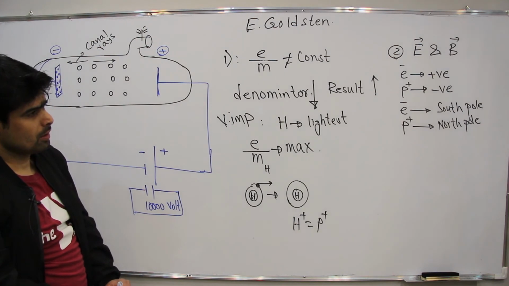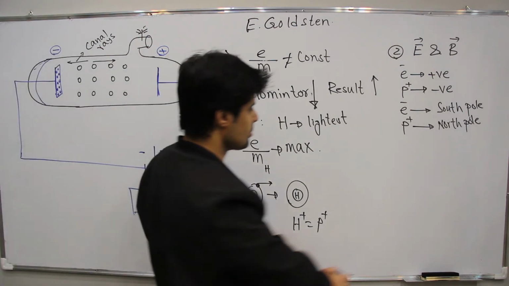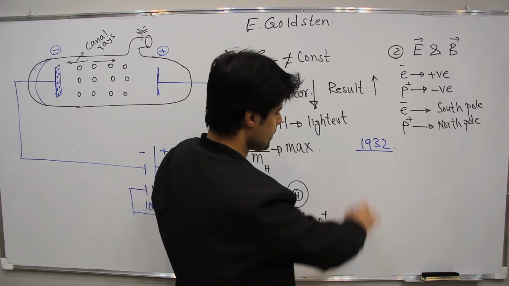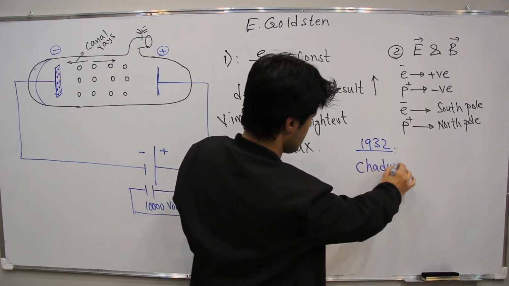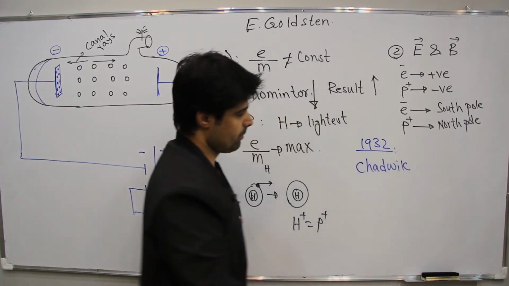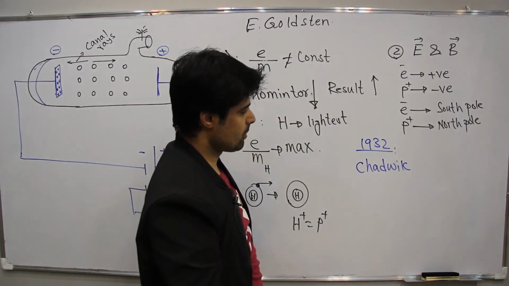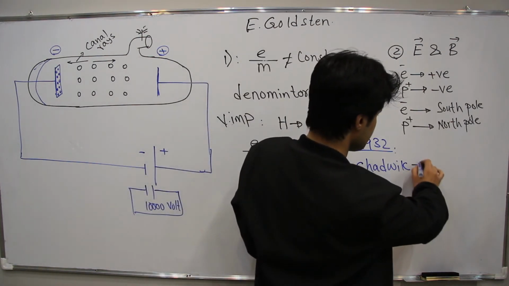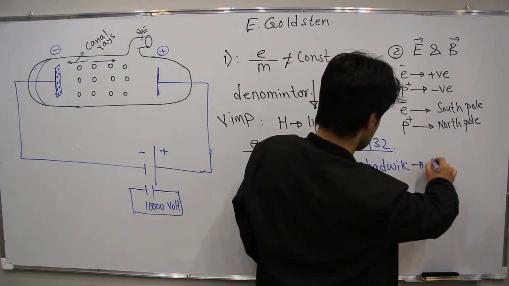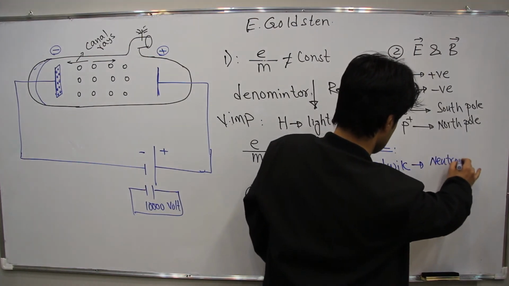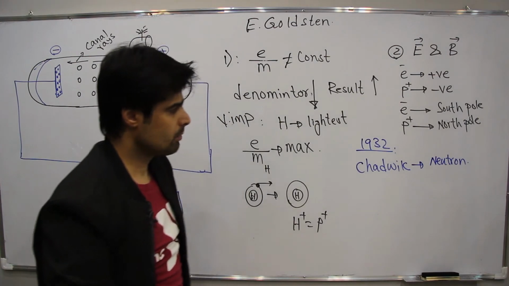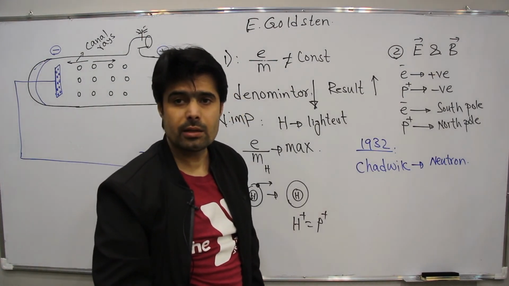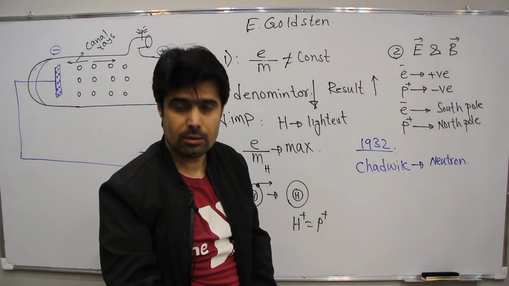Later on, I think in 1932, there was another scientist by the name of Chadwick. I don't know if the spelling is right or not. Okay, whatever. Chadwick, he discovered the neutron. Why? Because in 1932, there was a need of another particle which must be in an atom.